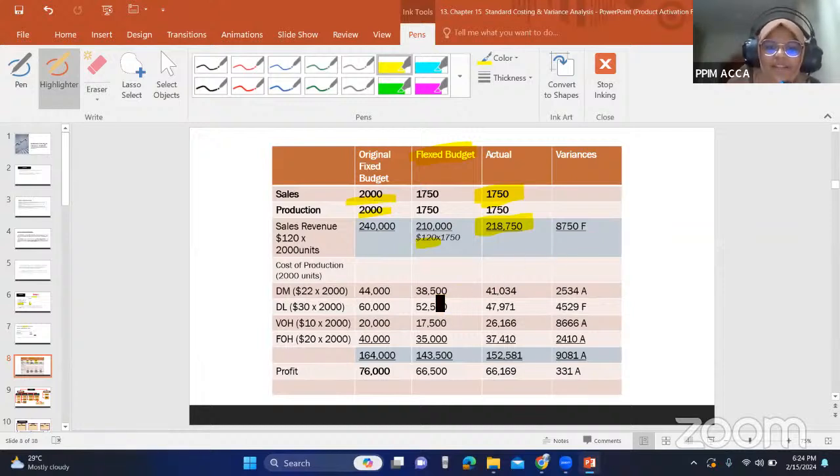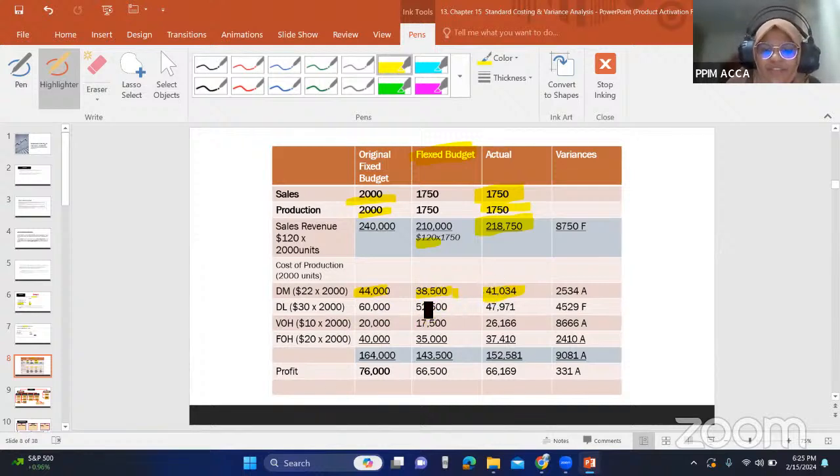Right? Let's look at the direct materials. This guy we promoted. Okay? According to the flexed budget, if you produce 1,750 units, you should spend 38,500. This guy has spent 41,034. What did we do? We said 44,000, 41 is less, promotion. But that again is a wrong decision, because for 1,750 units of production, he should have only spent 38,500 according to our budget. But he has actually done more spending. That's a bad thing. You should actually pull him up.